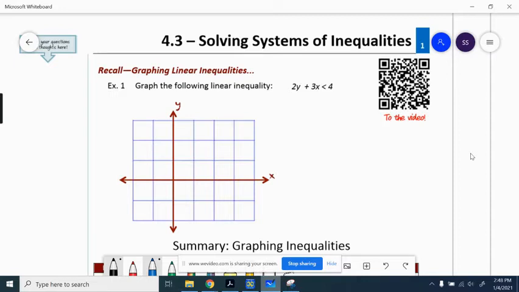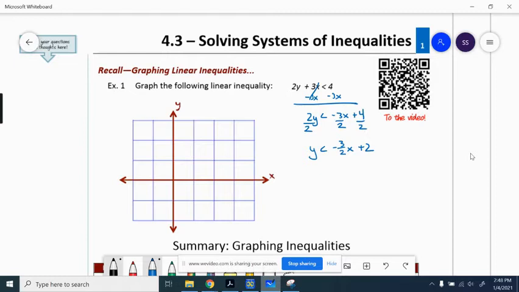So the first thing we want to do is get this into slope-intercept form, or solve for y, in other words. So I want to go ahead and subtract 3x on both sides. It cancels out on the left side, and I'm left with 2y is less than negative 3x plus 4. And now I want the coefficient in front of y equal to 1, so I go ahead and divide by 2. And I'm left with y is less than negative 3 over 2x plus 2.